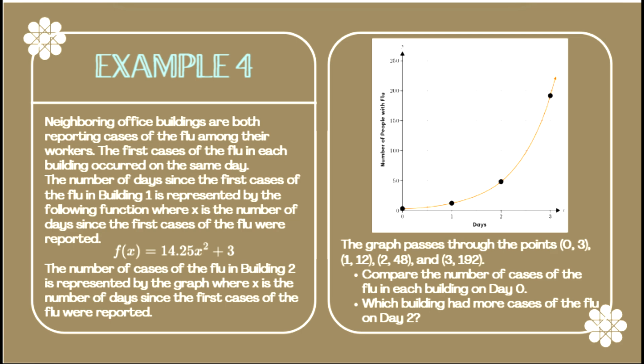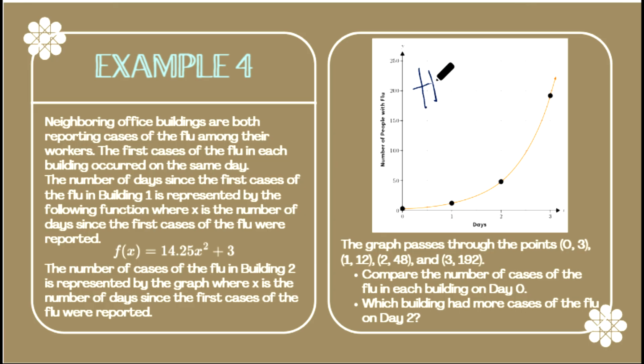Here's example 4. Neighboring office buildings are both reporting cases of the flu among their workers. The first cases of the flu in each building occurred on the same day. The number of days since the first cases of the flu in building 1 is represented by the following function, where x is the number of days since the first cases of the flu were reported. The number of cases of flu in building 2 is represented by the graph, where x is the number of days since the first cases of the flu were reported.